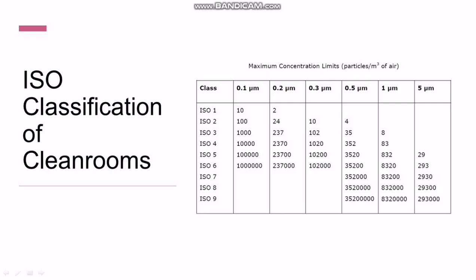Like if your air has only 100 particles per cubic meter that are not bigger than 0.1 micrometer, then it's okay. So it will fall in ISO class 2, and there are also classes 3, 4, 5 and up to ISO class 9. These are some ISO classes from 1 to 9. You can just check in which class your area falls. Like if it falls in ISO class 1, then it should be this one and this one, and so on.